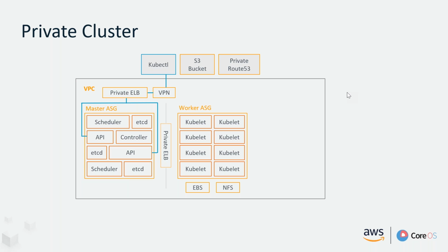So this is what that looks like when you use kubectl, which is the Kubernetes command line utility from, say, your laptop, you're a developer. You go in and talk to the API server through the VPC's public ELB.